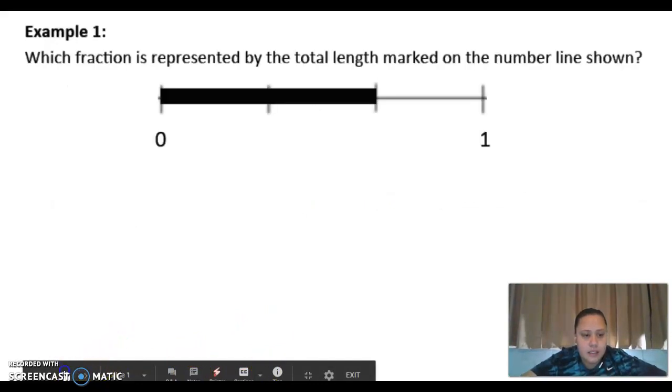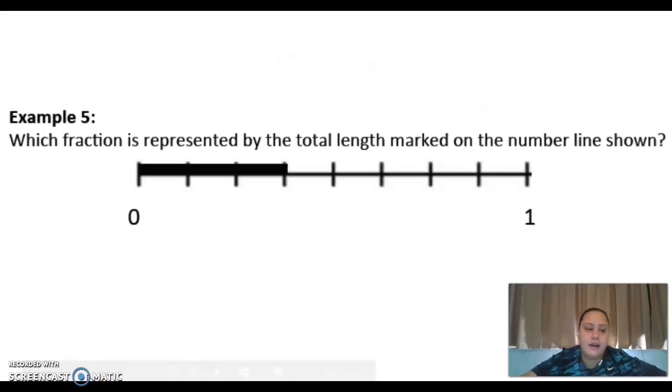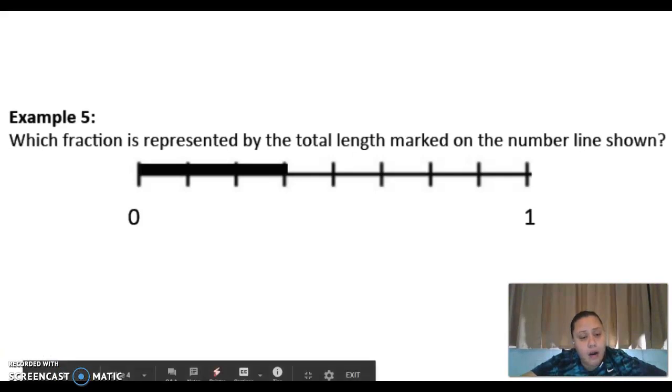And I believe this is the last one. Yes, it is. All right, great. So which fraction is represented by the total length marked on the number line shown? First step is to count your parts. What do the parts tell us? Our denominator. So let's count our parts.